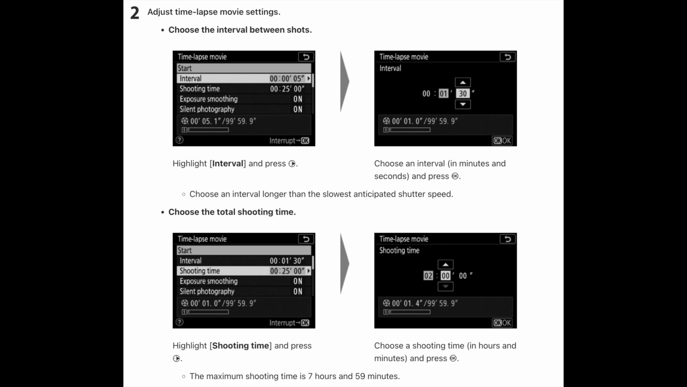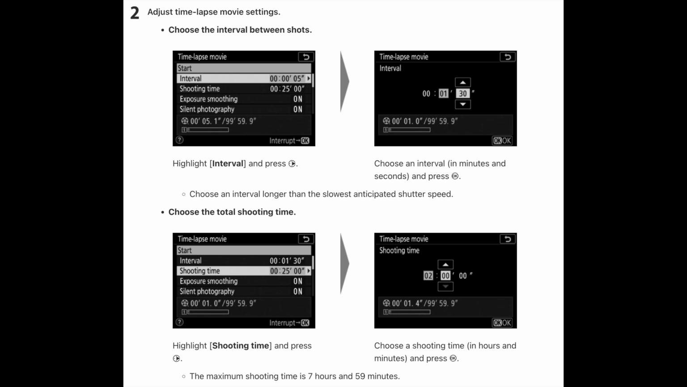I generally always set the shooting time longer than I need. You can stop it earlier, but when you're shooting a sunset or cloud movement, you're not sure if it's going to get better with time. You don't want the time lapse to end early in the middle of some epic color in the sky. So I will generally set this for longer. So if I want about a 20-minute shooting time, I'll set it for 30 minutes or 40 minutes.